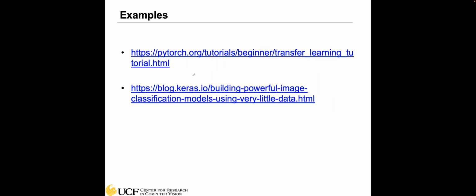If you want to learn, or actually take an example of how transfer learning is applied, you can look at these PyTorch and Keras tutorials. They have step-by-step processes, right? How you can load a pre-trained model, usually an ImageNet pre-trained model, and apply it to your own data set or own task. I encourage you to go through this tutorial so you understand how you are able to implement that in the code.